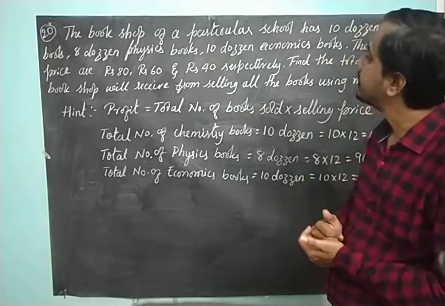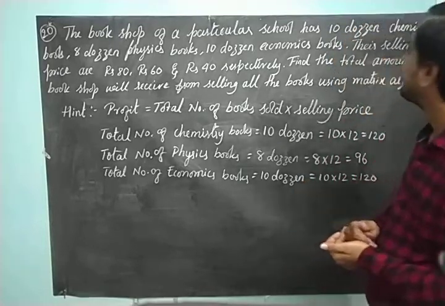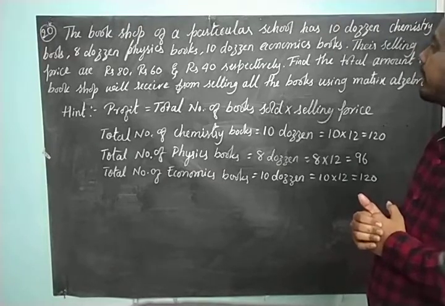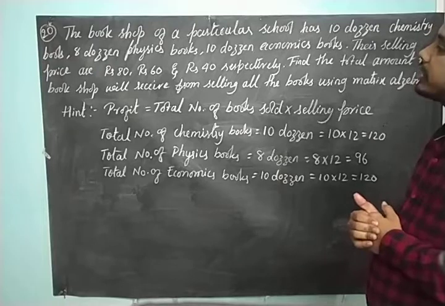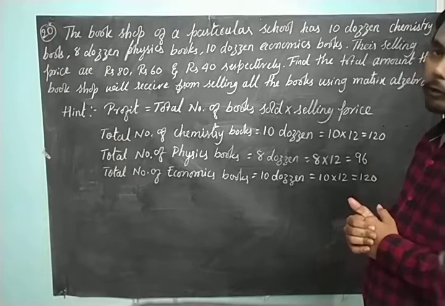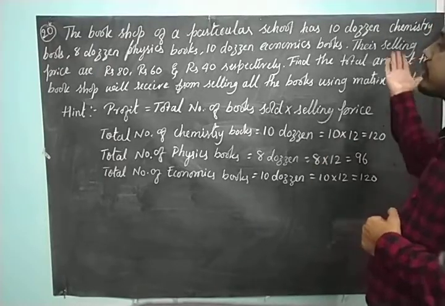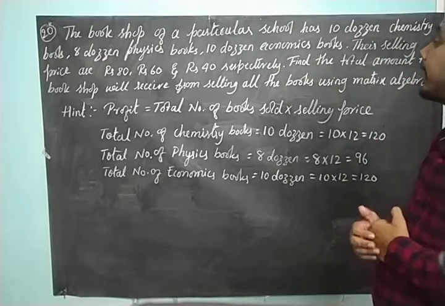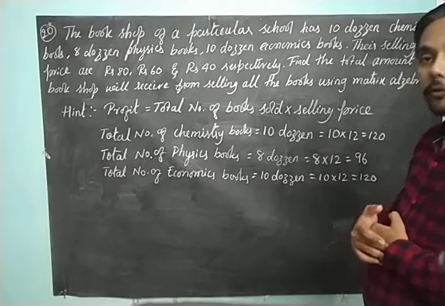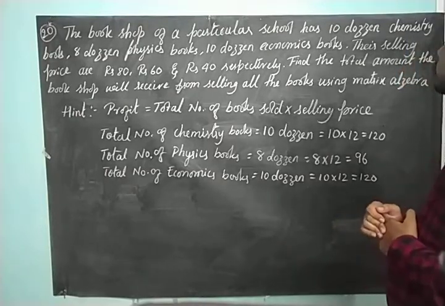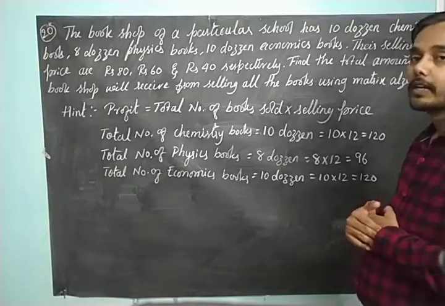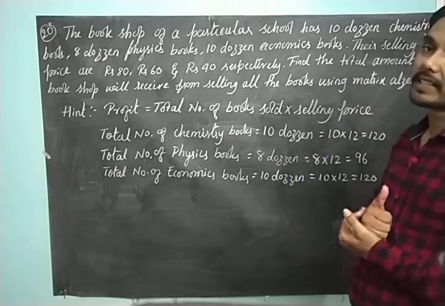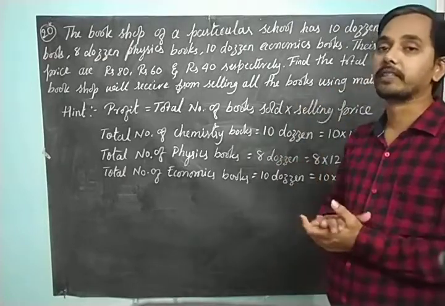What they say here is, a bookshop of a particular school is having 10 dozen chemistry books, 8 dozen physics books, and 10 dozen economics books. They are selling at the price of 80, 60 and 40 respectively. That is, chemistry is sold at 80 rupees each book, physics 60 rupees each, and economics 40 rupees each. What you need to find here is the total amount the bookshop will receive by selling these books, according to matrix algebra. You need to solve this by the matrix method.